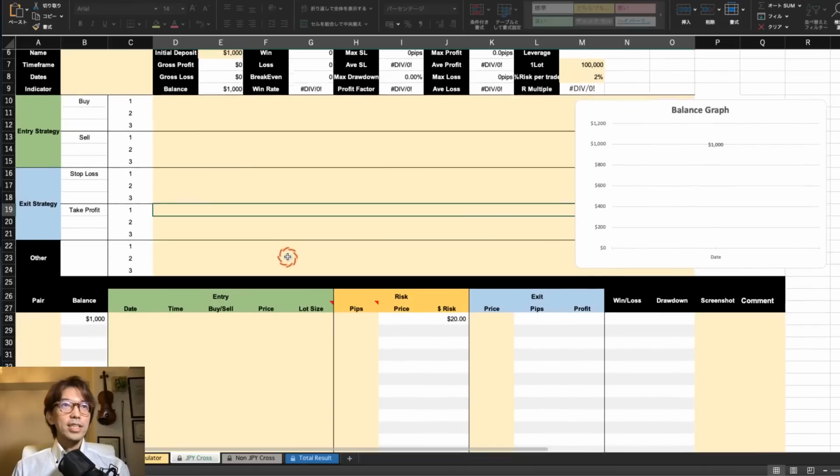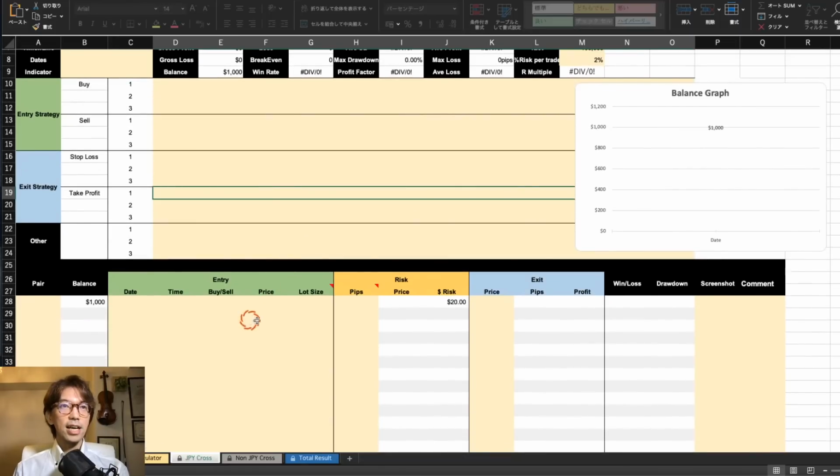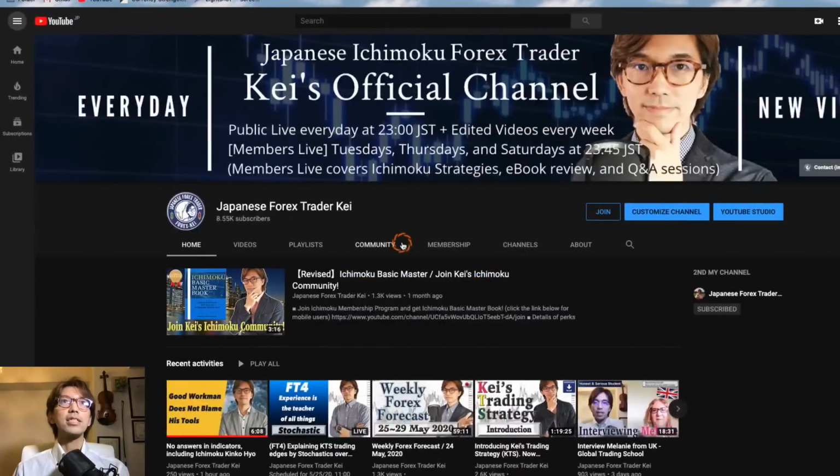And you will know why. Okay, so let's see. So this is the GBP JPY cross, and let's see.